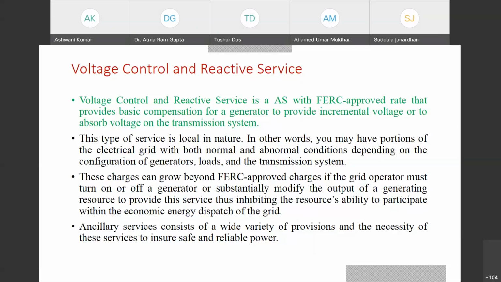So primary voltage control services have to be added very fast in a system by the DSTATCOM, which operates in a smaller time frame, within a few seconds to tens of seconds. But once the voltage is supported, we need to put in devices like capacitor banks or other voltage regulators. Such devices need to be put in a system for voltage control and reactive power management. So this is one of the important ancillary services called voltage control and reactive power management.